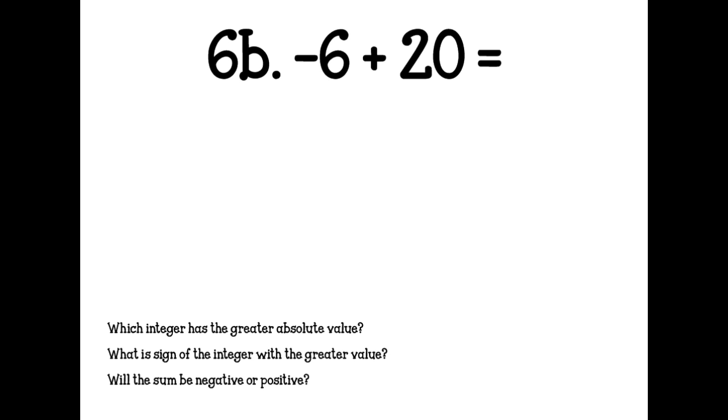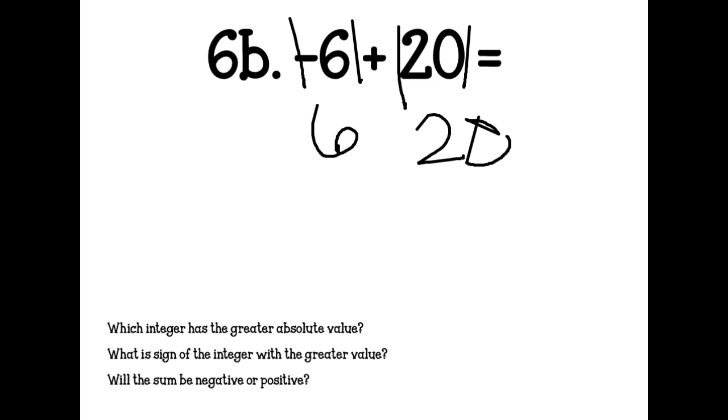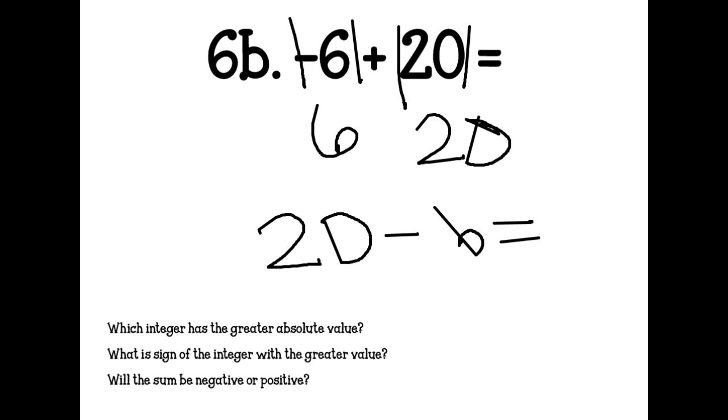6b, I have negative 6 plus 20. So I take the absolute value of negative 6, which is 6, and absolute value of 20, which is 20, and I say which one has the greater absolute value, and that's 20. So I take 20 minus 6, which gives me 14. And what is the sign of the integer with the greater absolute value? And that is a positive. So the sum of this will be a positive 14.